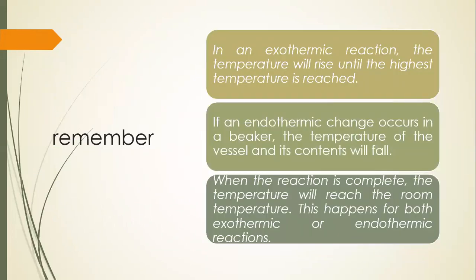So this is a summary. Understand, in an exothermic reaction, when the reaction takes place, there is an increase in temperature. But once the reaction is over, when there is no more reactant, naturally it will go back to room temperature. Same story works for an endothermic reaction. Temperature falls down, but once the reaction is over, it will go back to room temperature. Right? So this is happening for exothermic and endothermic reaction.